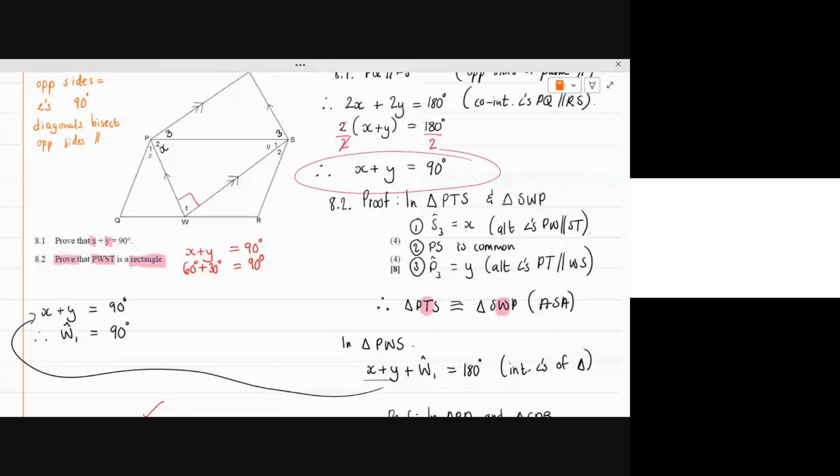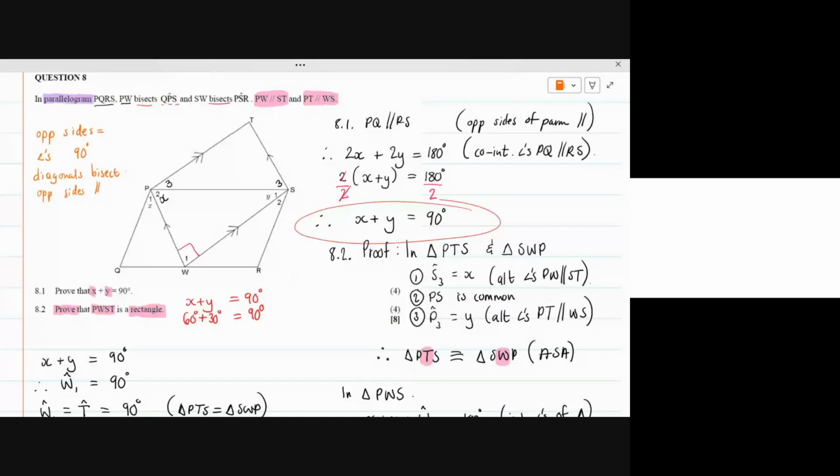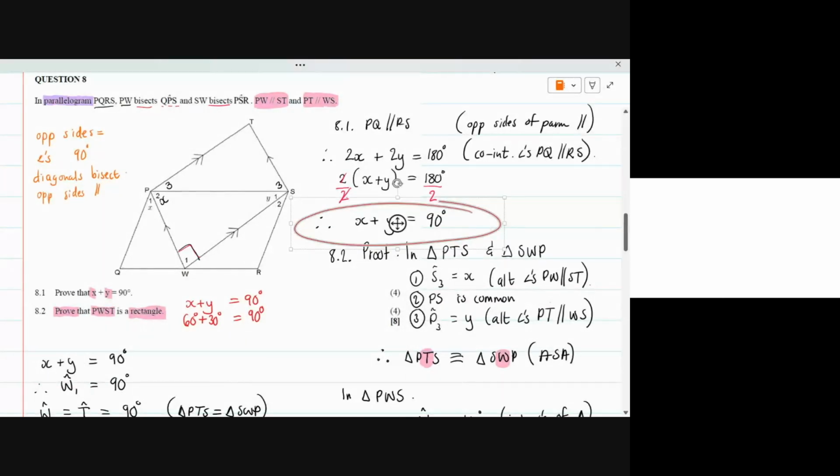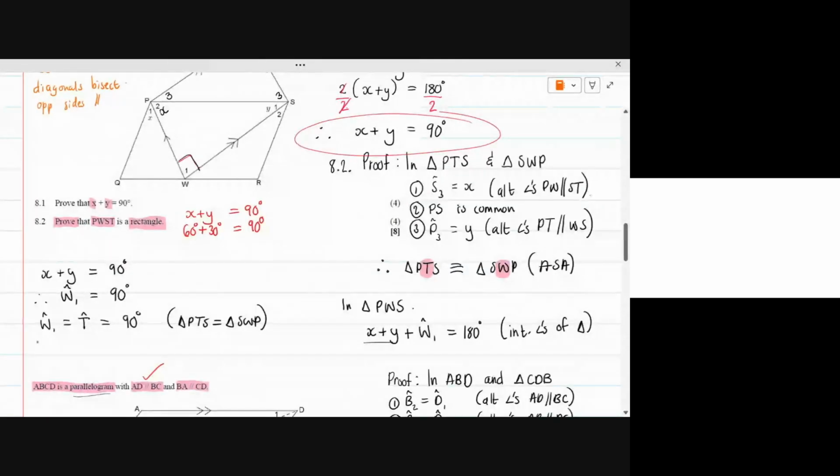Right. So I can then say that angle W1 is equal to T, which is also then equal to 90 degrees. And our reason for that is because triangle PTS is congruent to triangle SWP. Okay, and now that we've proven that the diagonals are 90 degrees, we've proven that this is 90 and that is 90. Now we can then say, therefore, PWST is a rectangle.